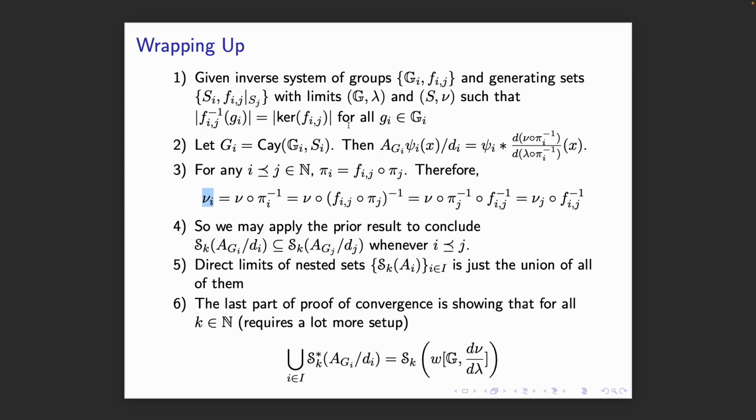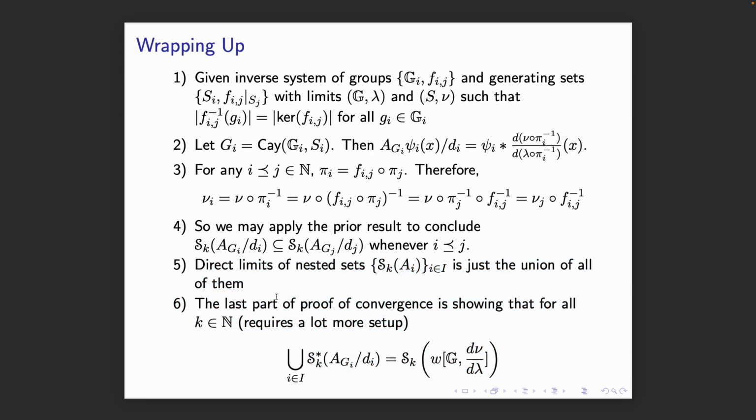And so we can apply what I was just describing to conclude that whenever i divides j, then the k-profile of the adjacency matrix of G_i, and this is not a weighted Cayley graph, this is a simple Cayley graph, so the edges are valued 0 and 1, is going to be contained in the k-profile of the adjacency matrix of G_j divided by the degree d_j. Now, the actual proof of convergence takes a lot more setup, but this is the key idea.